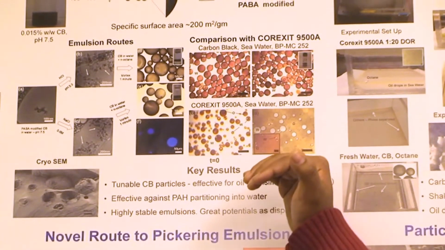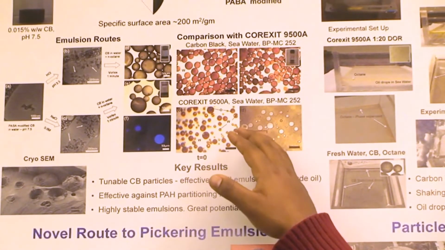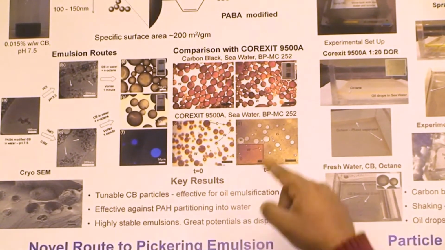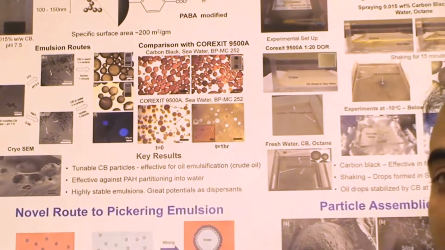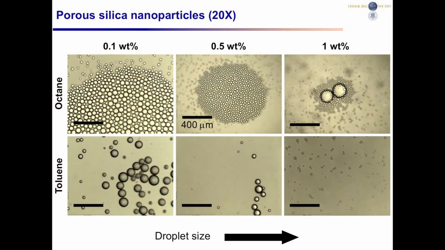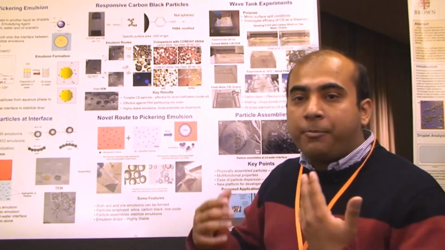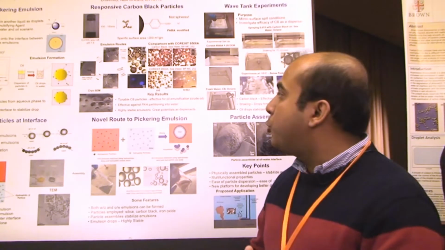We also compare this with Corexit 9500, which was used in the oil spill. What we show here is that over a long time we get drops of water in oil instead of oil drops in water. That's bad because when you have water drops in oil, the calorific value of the oil decreases, and at the same time it becomes very viscous, so it becomes tough to clean the oil from the bodies of animals which get stuck in this crude oil.